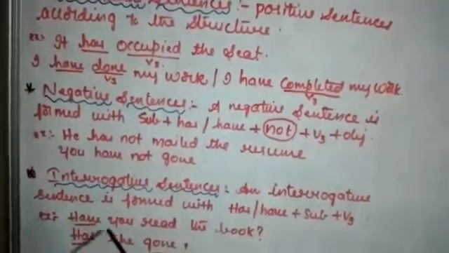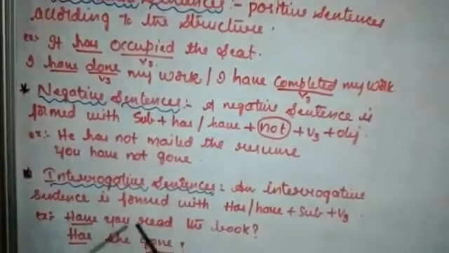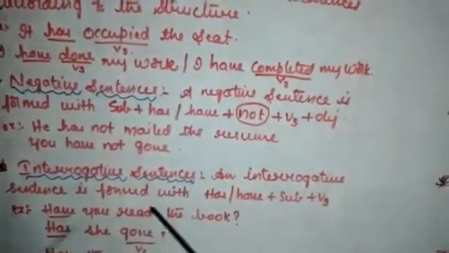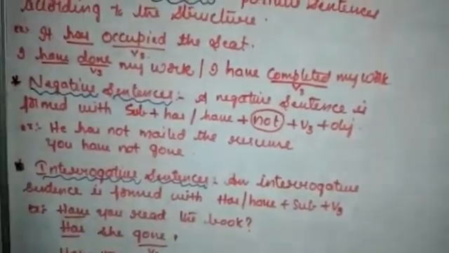Has or have plus subject plus V3. Read, gone, V3. So this is about interrogative sentences in present perfect tense. Now we'll see the uses.